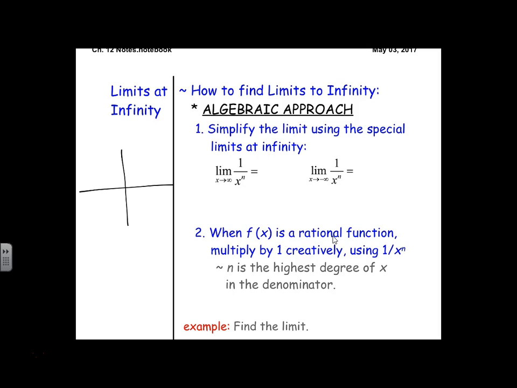So, yeah, exactly. What's going on when you have 1 or any constant over x to any power? As x increases, the size of the value decreases. So what is the function doing? Approaching 0.